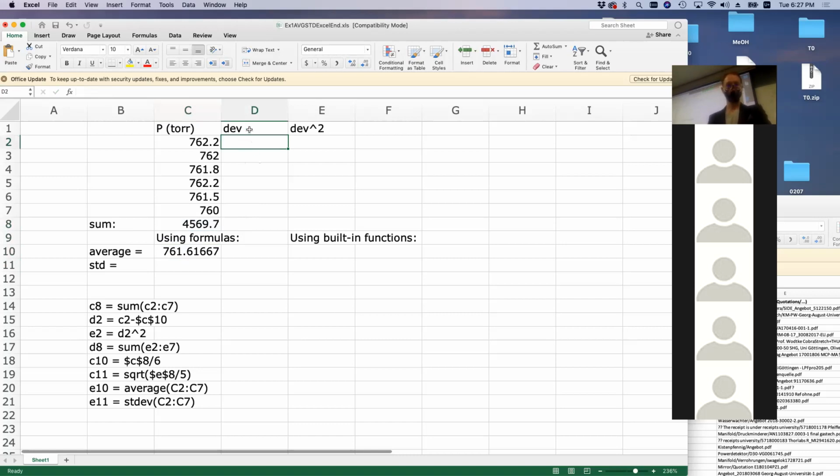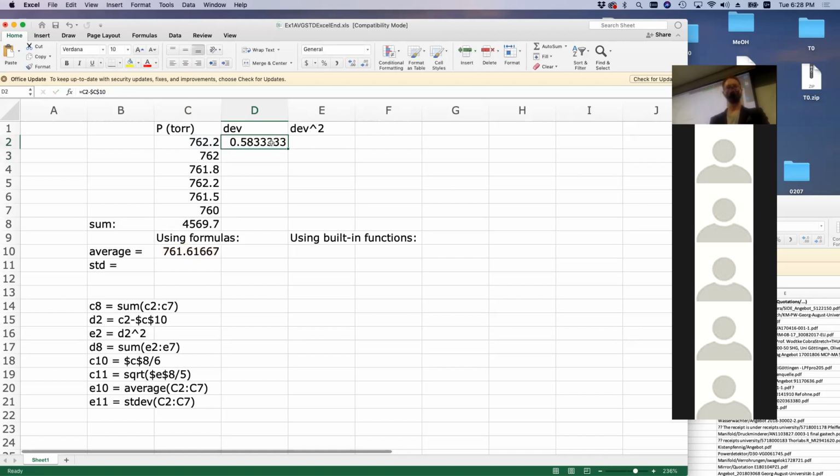So first, we can calculate the deviation of each value from the average. And so for this first value, the deviation is just going to be the measured value minus the average value. But I'm going to do a little trick, which is to put a $ sign in front of the cell reference, in front of the letter C and the number 10, that's referencing the average value. And what that does is it makes it an absolute reference rather than a relative reference.